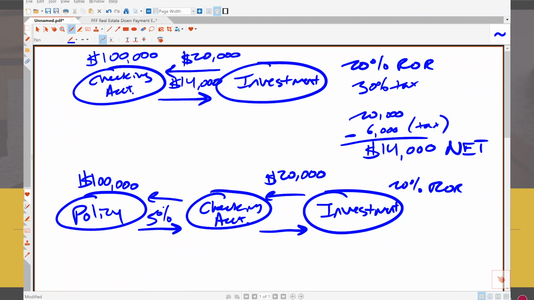But if you're borrowing money in a business setting or for an investment setting, any interest you pay on that loan to purchase a property, let's say, would be an expense. The same thing would go if you're buying stocks on margin.